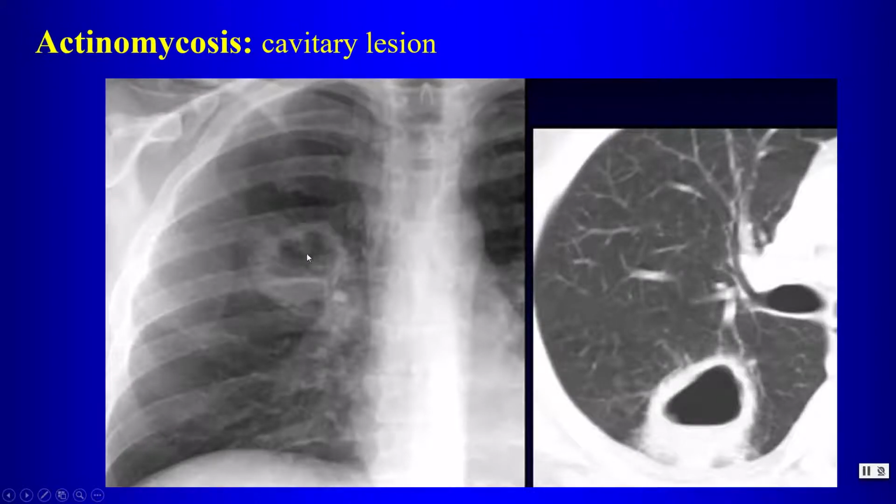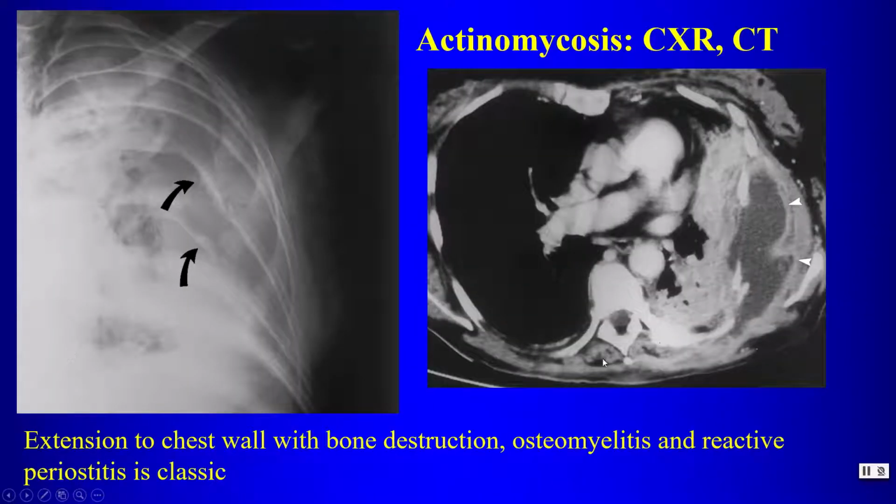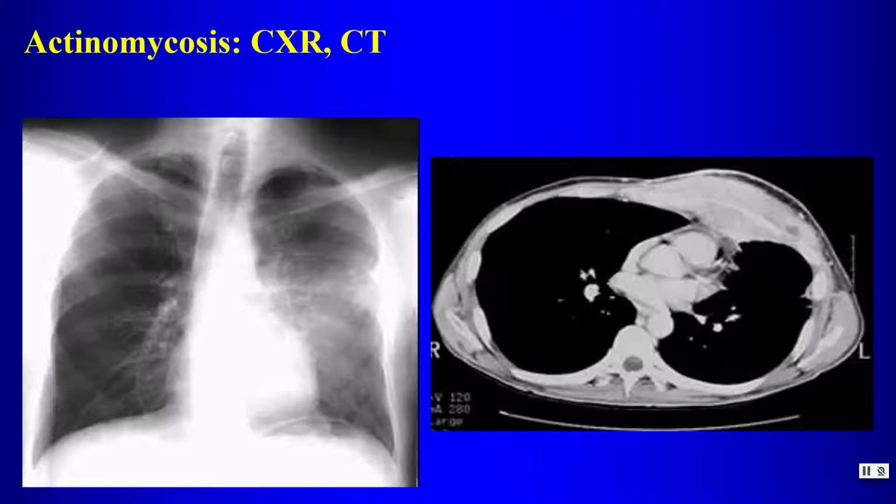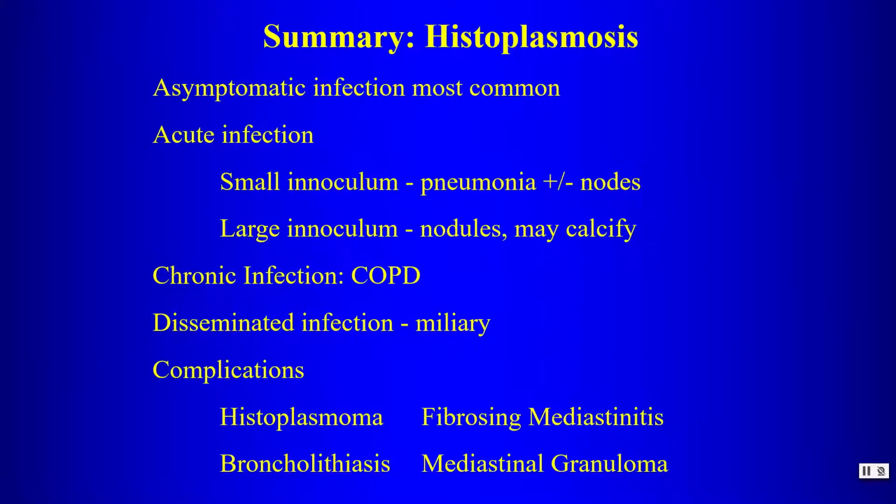So here we have another example of a cavitary lesion in the right upper lobe. But this can extend through the chest wall and can involve the bone, as in these examples here. So actinomycosis can give you bone destruction, osteomyelitis, and can involve the soft tissues of the chest wall. Here's another example where we have this opacity here in the left mid lung, and it turns out to be actinomycosis here involving the lung parenchyma, extending through the bone and chest wall into the subcutaneous tissues.